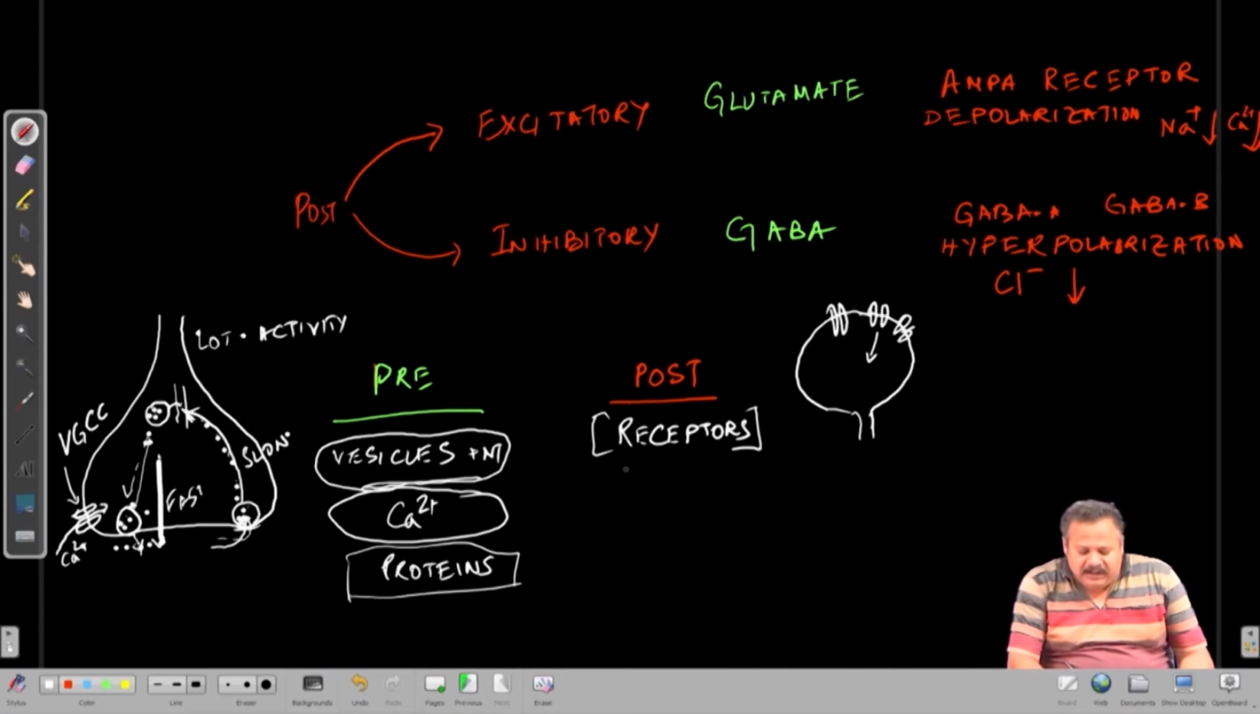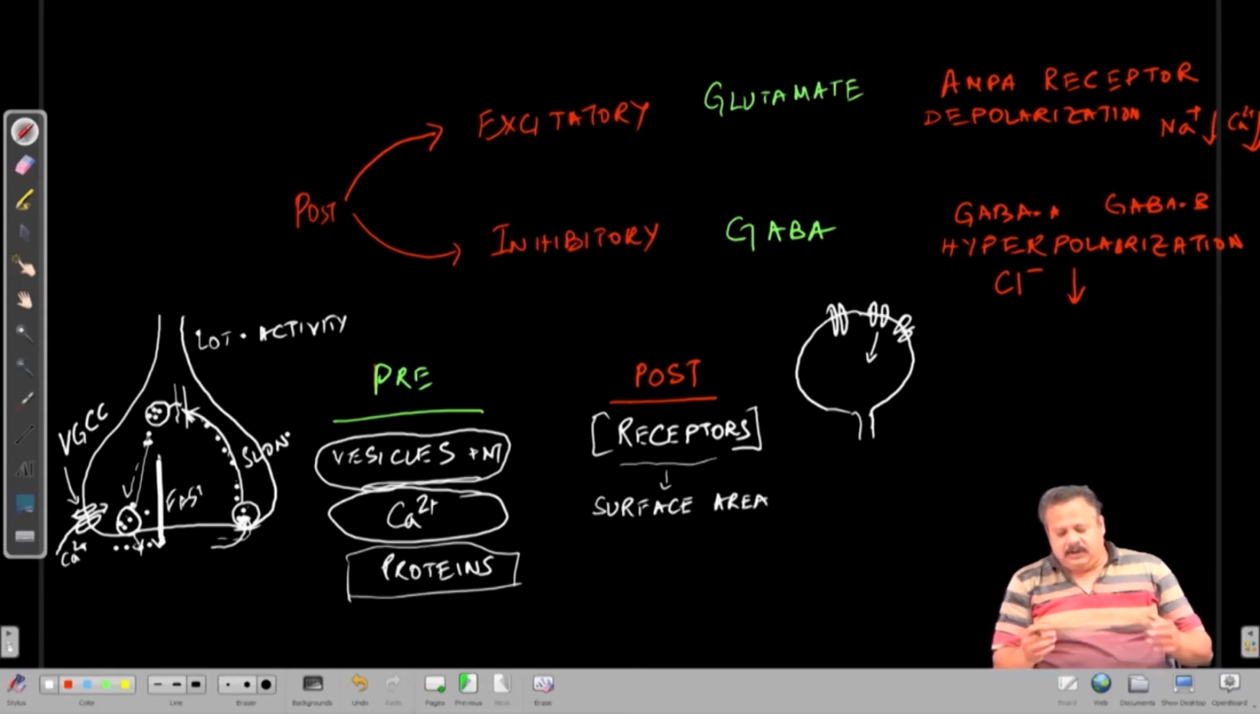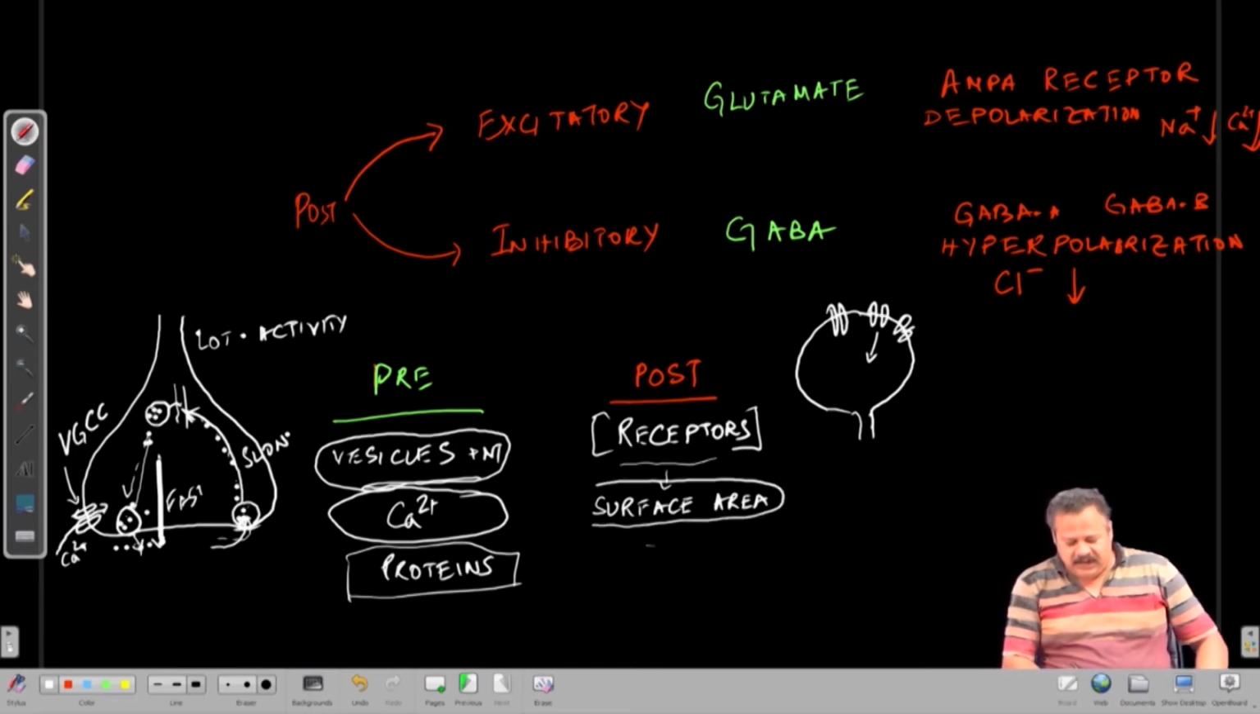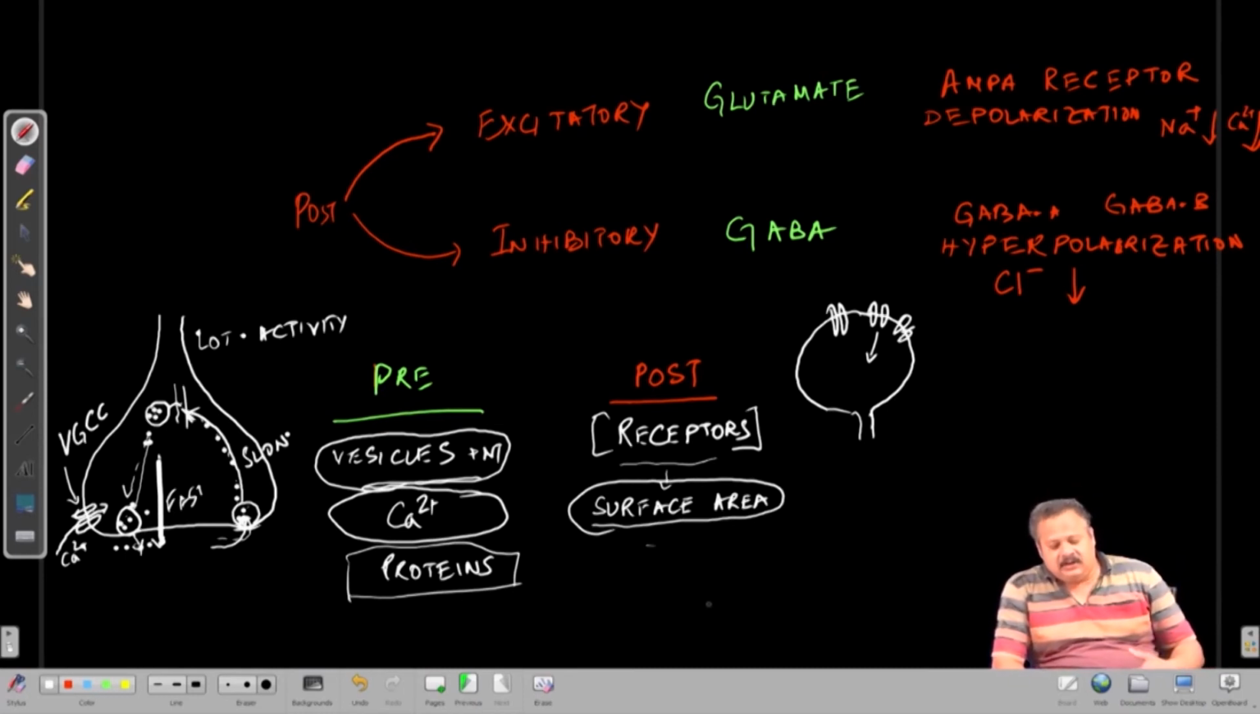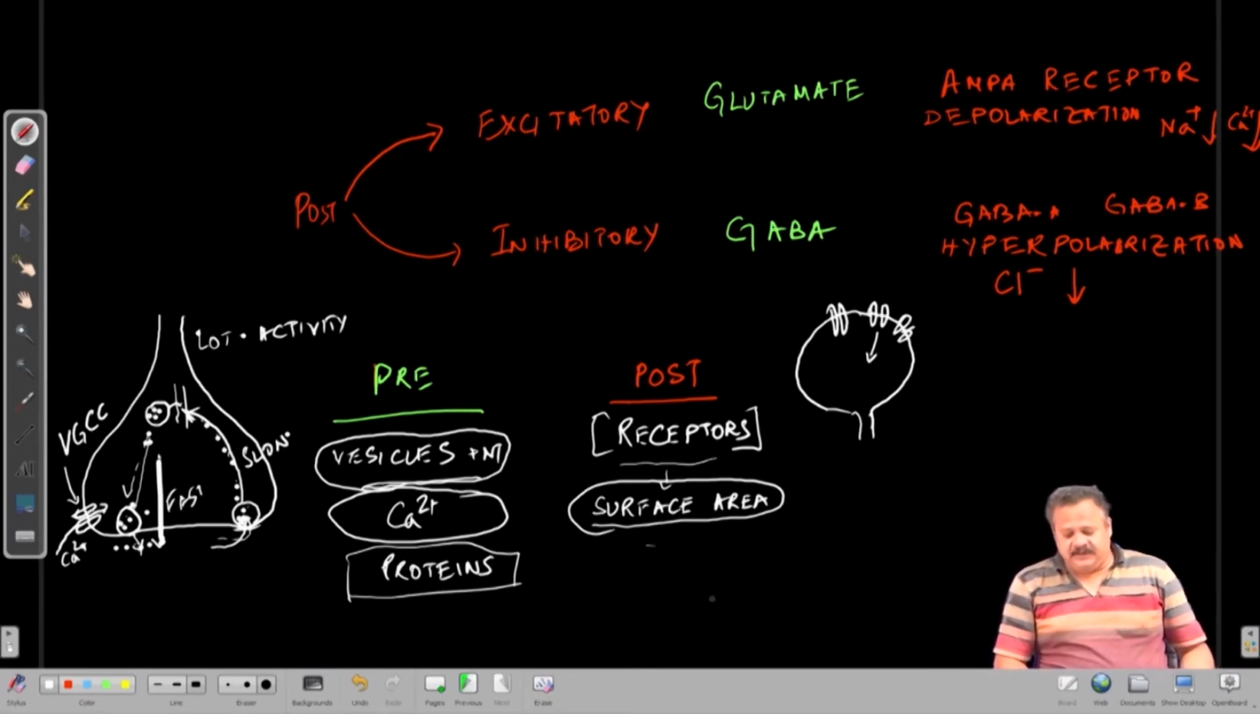Similarly, indirectly, it is also the surface area present which allows the number of receptors to be more or less, depending on how much area is present on the surface of the spine. That is how many receptors can be present, and that also influences the strength of the synapse. Hence, we will see that the spine size is a very good marker, or measure, of what the synaptic strength is going to be.